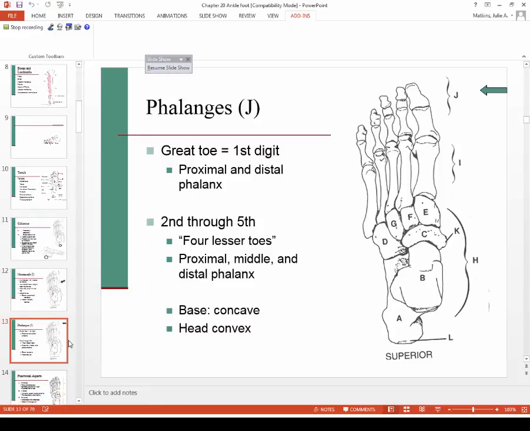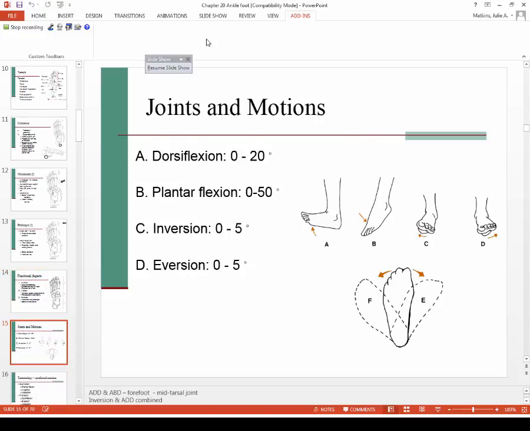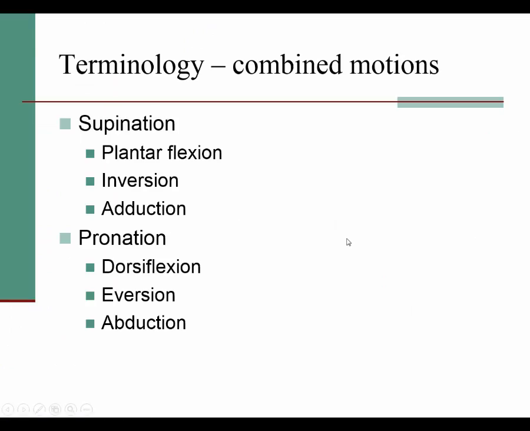Okay, so we talked a little bit ago about supination and pronation of the foot. Supination is a combination of plantar flexion, inversion, and adduction of the foot. I'll give you a visual of that, or if you want to, you can Google supination of the ankle and find videos on the actual motion. And then of course pronation is dorsiflexion, eversion, and abduction of the foot.